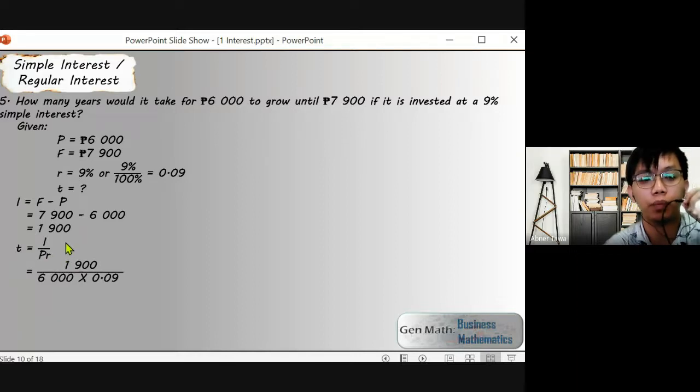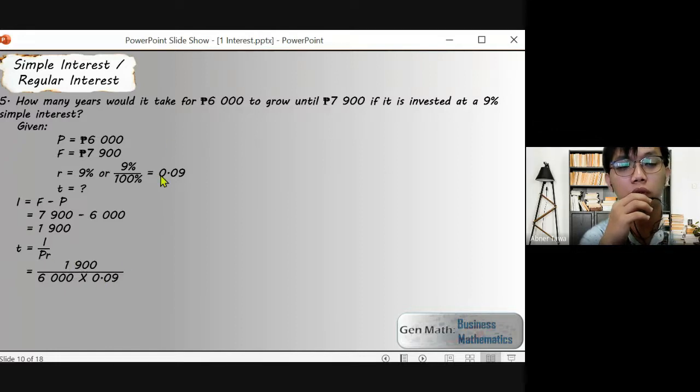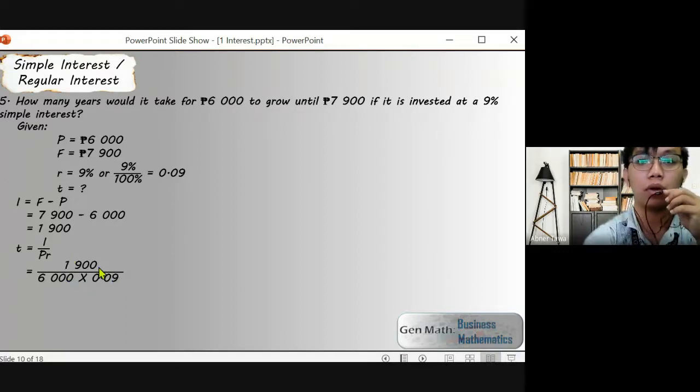Okay, and then finally we can use the derived formula, which is t equals I over PR, or interest over principal amount times rate. So after identifying the formula to be used, just substitute the given. So what is the value of interest? That is 1,900. Then what is the value of the principal amount? That is 6,000 pesos. And then what is the value of the rate of interest? That is, we have here 0.09. Then after substituting, dapat tama yung pag-substitute natin para makuha natin yung tamang sagot.